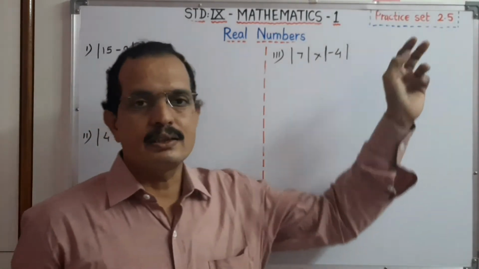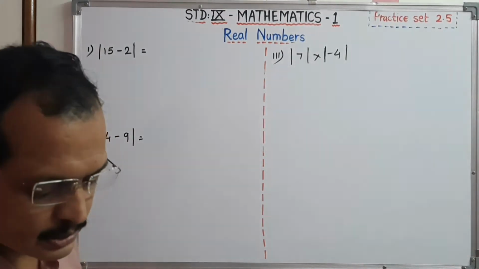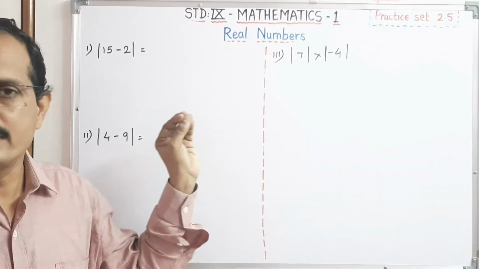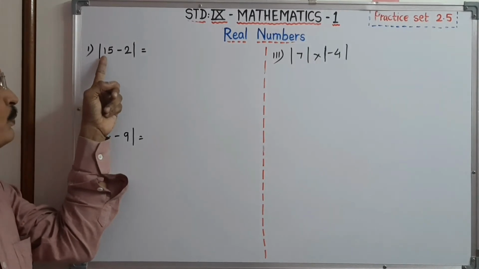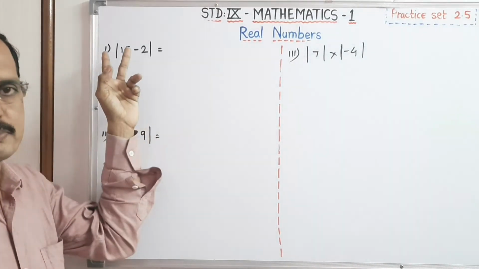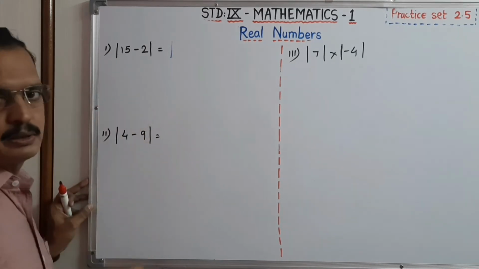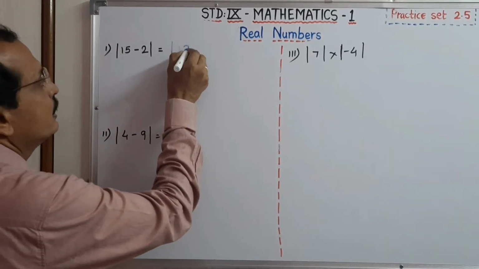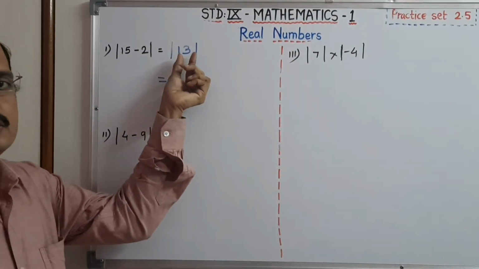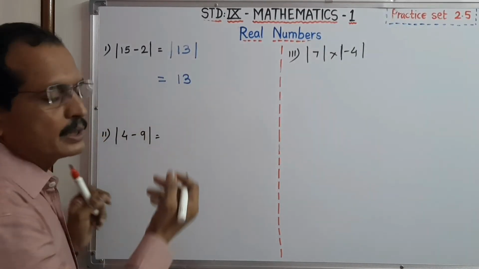Let's start with practice set 2.5. Question number one. Find the value. Dear student, such types of questions are asked in an exam for 1 or 2 marks. Very simple, very easy. Now, the absolute value of 15 minus 2. Here we have to find the modulus of 15 minus 2. For that purpose, first of all, we have to do the subtraction. 15 minus 2 is 13. Then we find the modulus of 13, which is 13. Therefore, the answer is 13.